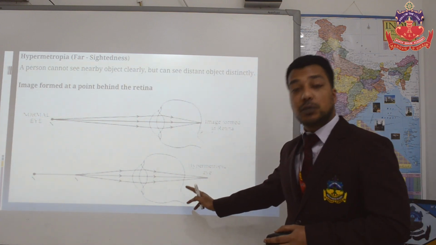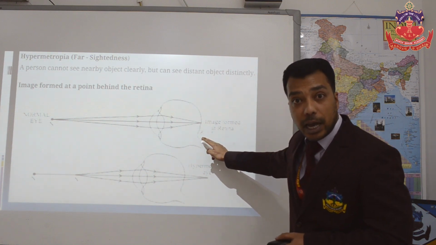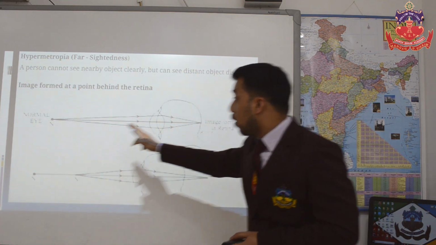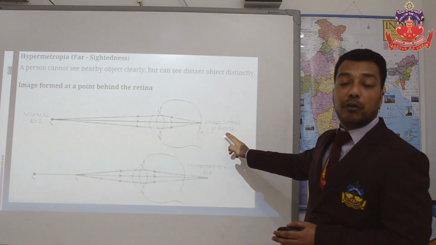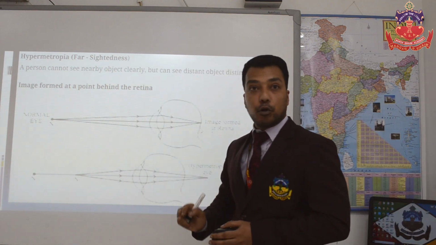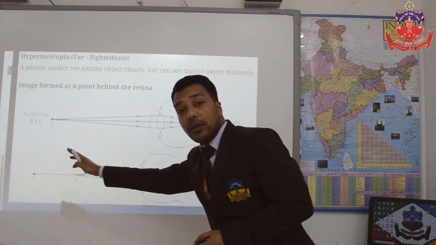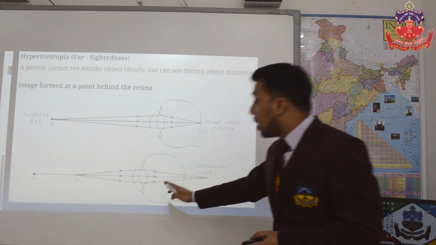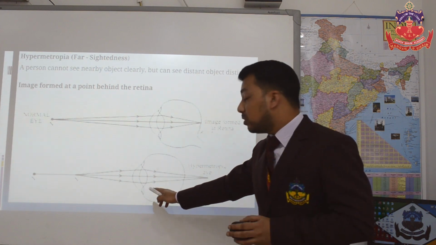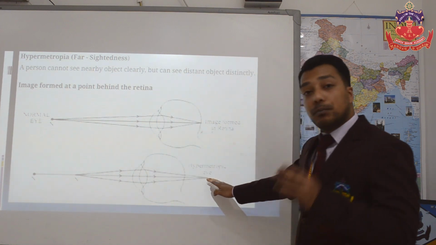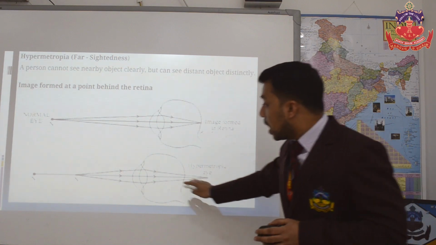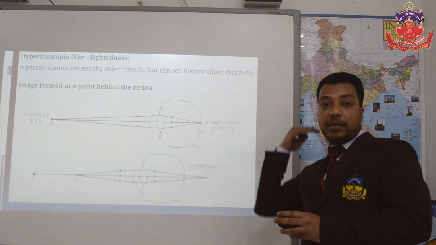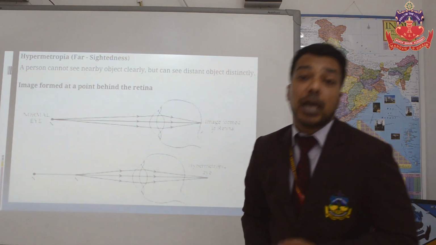Now, as you can see in this picture, this is your normal human eye. When the object is near, the light coming from that object passes through the human lens and falls exactly on the retina. But if the person is suffering from hypermetropia, the light coming from the near object passes through the thin human lens, and because of the thin lens, the light gets refracted in a very small amount and does not fall on the retina, but falls behind the retina, because of which the person cannot see the near object.